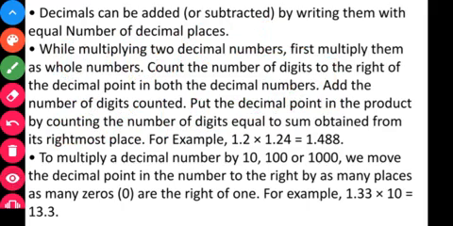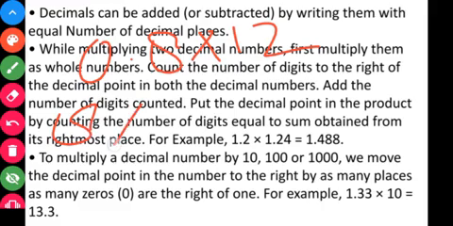Sorry. 8 into 12 is... 0.8 into 12. So 8 into 12. Here write 0.8 into 1.2. So 8 into 12 is 96. Okay, 8 into 12 is 96.